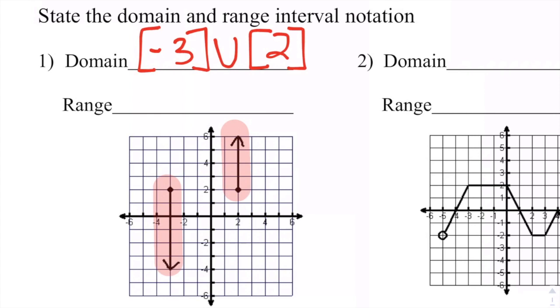And then our range, this arrow right here is showing it's going down forever. It comes up to 2 and then continues right over here and goes up forever. So our range is from -infinity to infinity. And now we want to remember that you always want to put parentheses around infinity symbols.